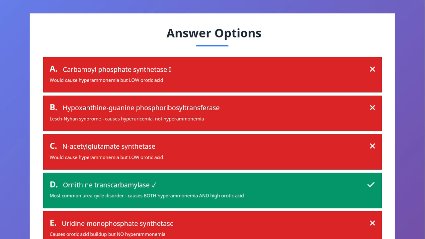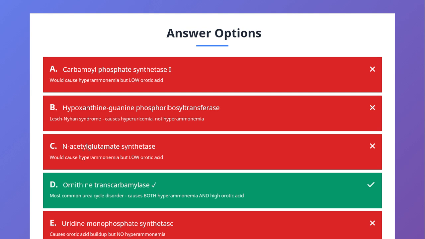Option B, hypoxanthine guanine phosphoribosyltransferase deficiency causes Lesch-Nyhan syndrome, which presents with hyperuricemia, neurologic symptoms, and self-injury. It does not involve elevated ammonia or orotic acid. This choice is incorrect. Option C, N-acetylglutamate synthetase is required to activate carbamoyl phosphate synthetase 1. Deficiency in this enzyme also leads to hyperammonemia, but orotic acid remains normal because carbamoyl phosphate does not accumulate in the cytosol. This does not fit the findings.